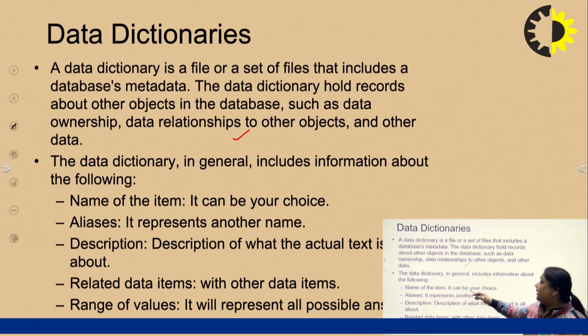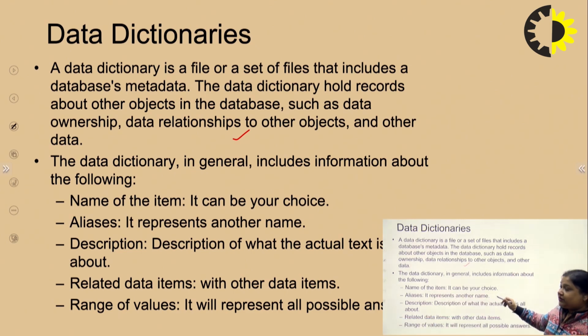These are the following contents included in the data dictionary: name of the item, it can be your choice; aliases, which represent another name or the nickname of that item; description of what the actual text is all about, this is also contained; related data items, with other data items; and range of values, which represents all possible answers. So all these details are included in the data dictionary.